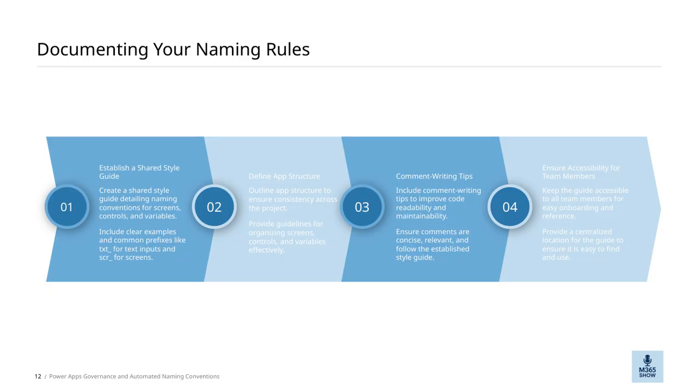Accessibility is also vital. Your style guide should be easy for all team members to access, whether for onboarding new members or quick reference. Consider hosting it in a centralized location so everyone knows where to find it and can follow the same standards consistently. By establishing a shared style guide, defining your app structure, and providing clear comment writing tips, you'll create a solid foundation for maintaining quality and consistency across your Power Apps projects.